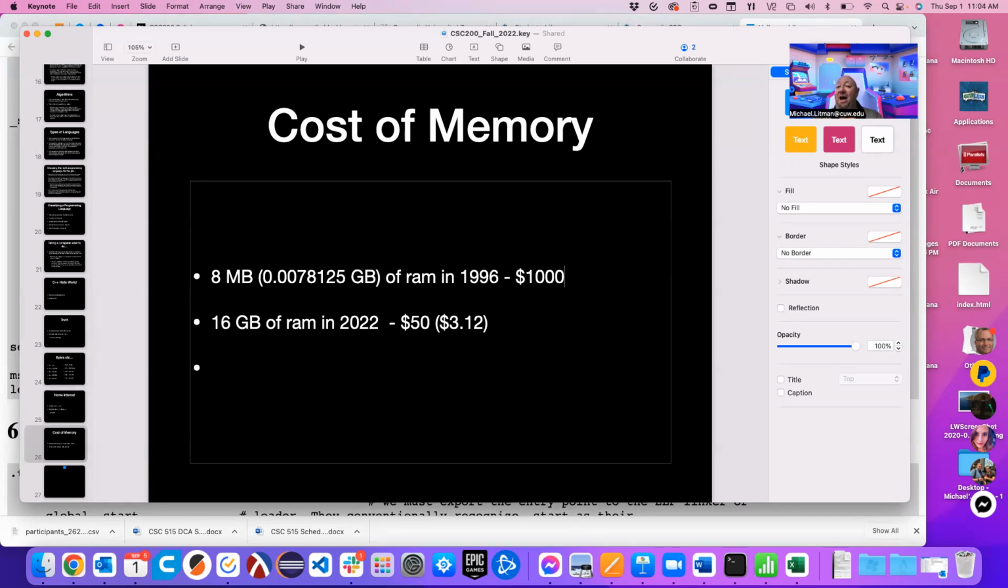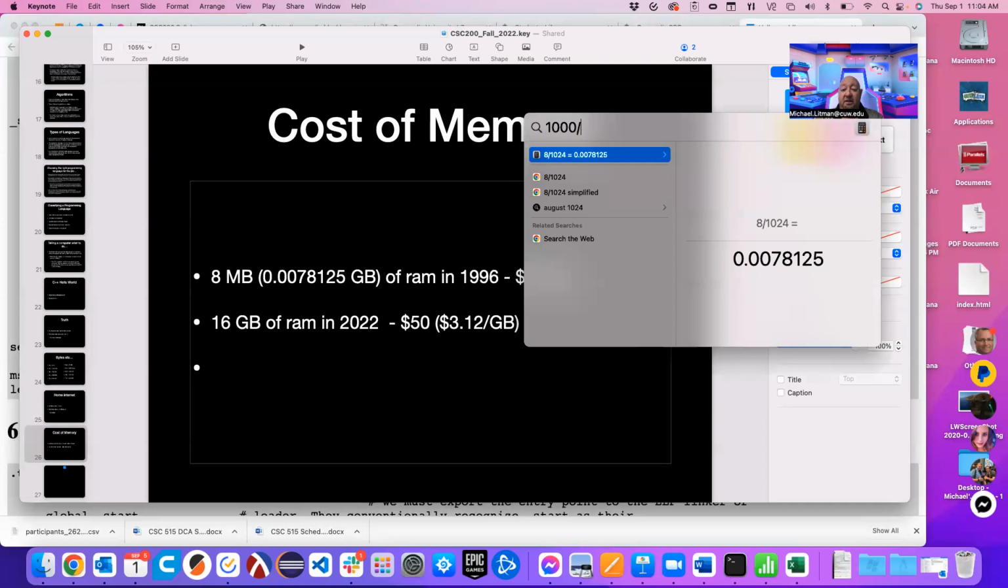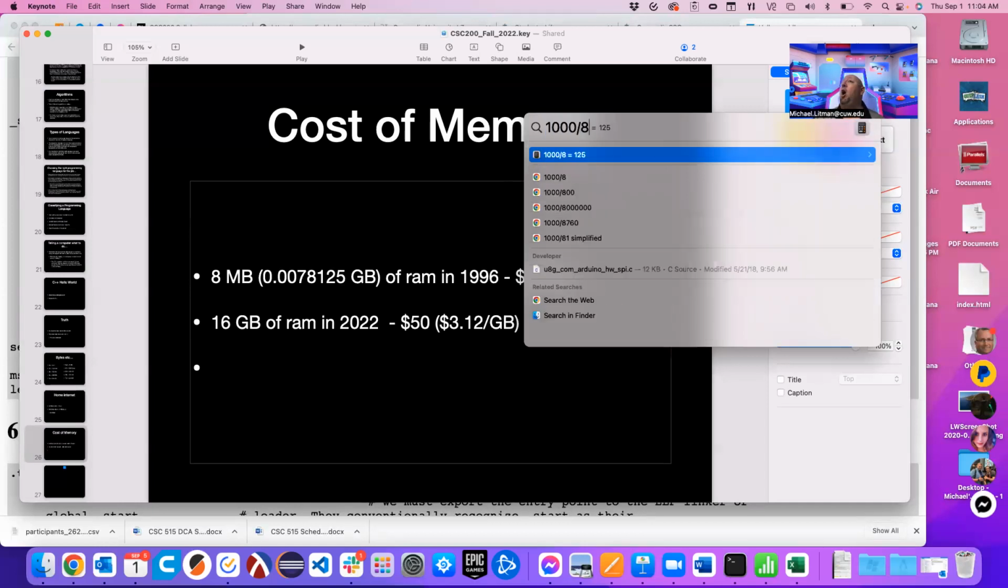It used to be more expensive. Okay, so $1,000. If I take 1,000 divided by 8, that gets me $125 per megabyte. Multiply by 1,024. That's right, the right math. That's $128,000 for a gigabyte.